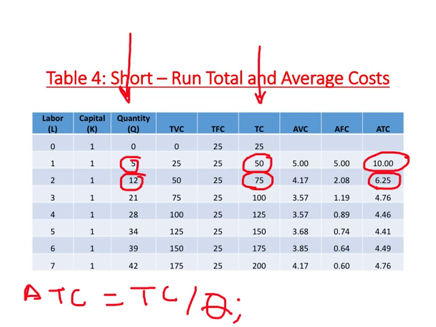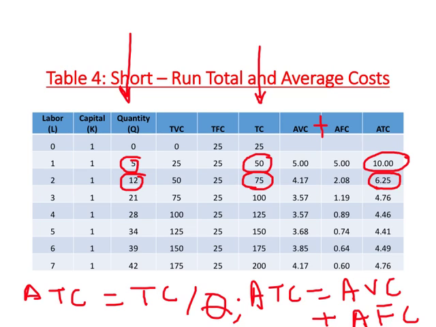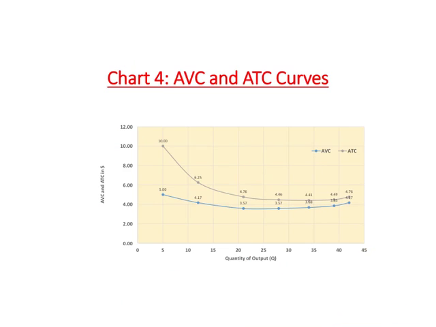Another way to calculate average total cost is, we know ATC is a sum of AVC and AFC. And so what we do is we simply add up average variable cost to average fixed cost. So 5 plus 5 will give you 10. We get exactly the same answer. 4.17 plus 2.08 will give us 6.25. So there are two ways to calculate ATC, and you can use any one of the two.